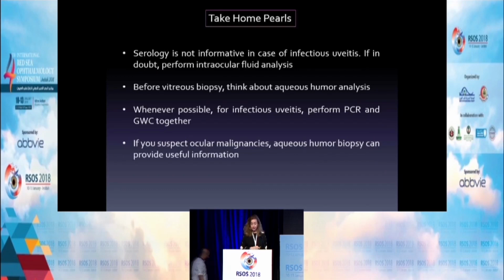So finally, these are your take-home pearls. Serology is not informative in case of infectious uveitis. If you are in doubt, you have to perform ocular fluid analysis. Before a vitreous biopsy, you should consider aqueous humor analysis. Whenever possible, in cases of infectious uveitis, you have to perform both PCR and Goldman-Witmer coefficient together. And if you suspect ocular malignancies, aqueous humor biopsies can provide very useful information.